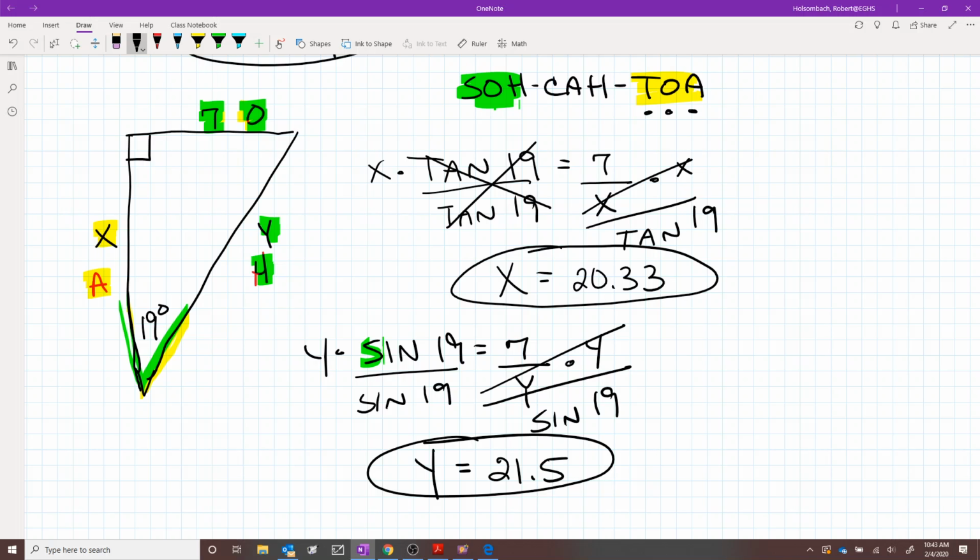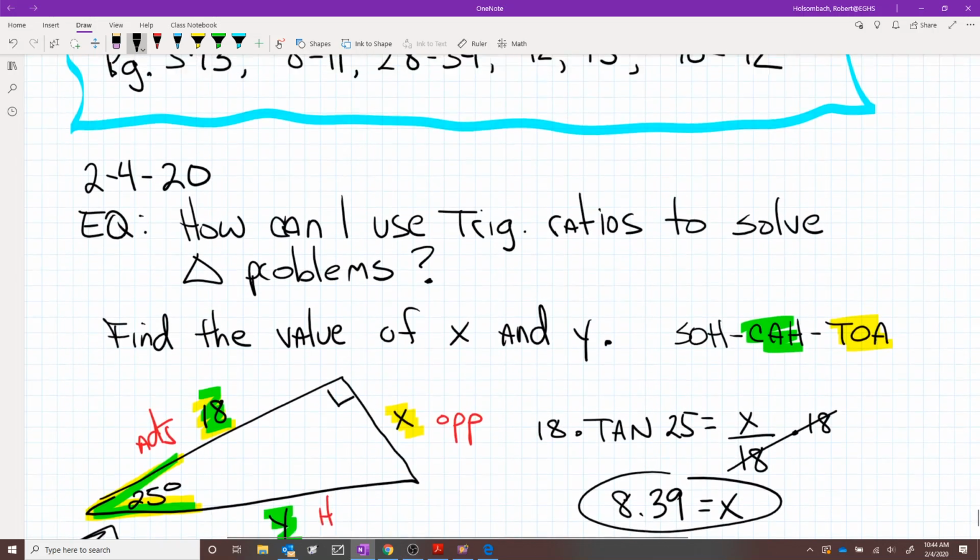Better? Okay, good. Questions? All right, here's your assignment for today. It's in blue.